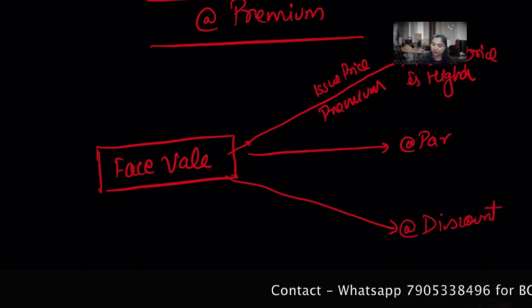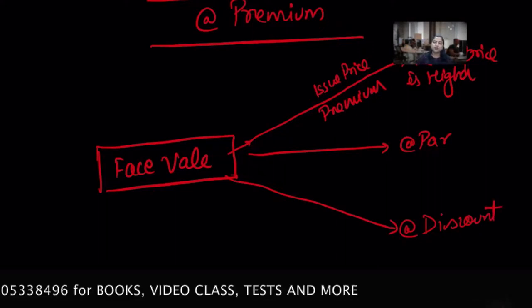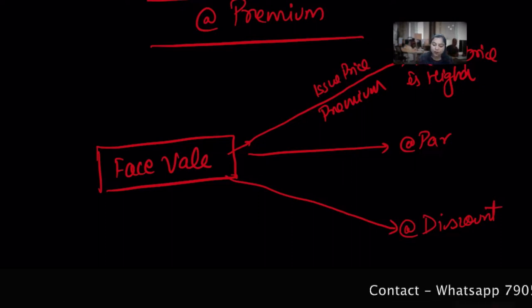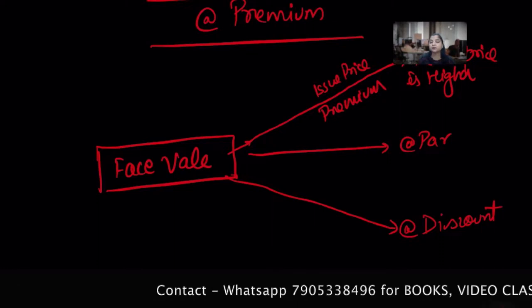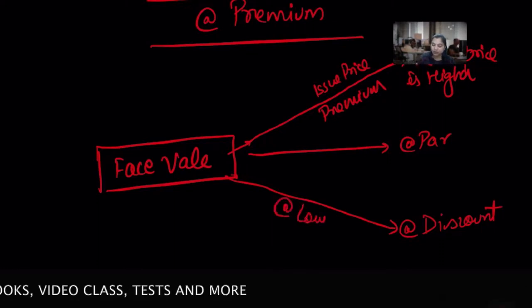We'll discuss that in a separate session, because for discount I only have to give you some theoretical information. If we have some time, 2-3 minutes, we'll cover it here. So if the issue price is higher than the face value, then it will be at a premium, and do not memorize.